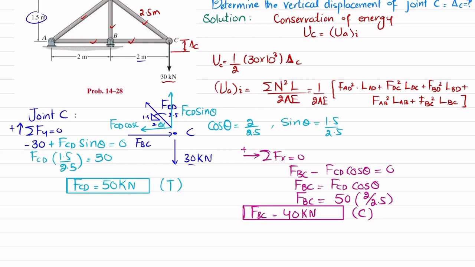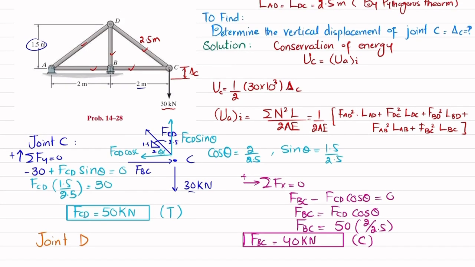We will move toward another joint, that is joint D. Let me show you, this is the joint D. You can see this force will be in this direction, because here you have taken this upward. As a result, this force will exert in this direction. Similarly, FAD will be in this direction and FBD will be in the upward direction.